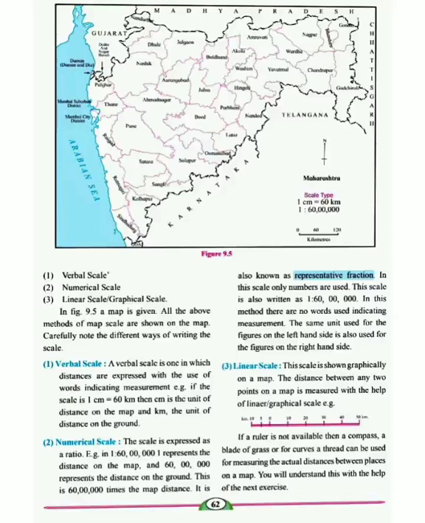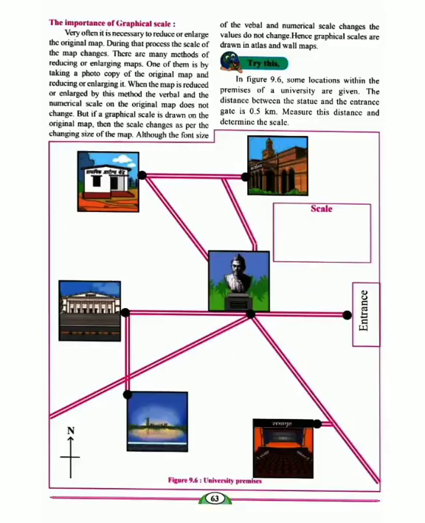Okay, so if in case a ruler is not available, so you can even use the compass. Curves of thread तो आप लोग ने देखा ही होगा, thread से आपने कभी distance measure किया ही होगा, but even the blade of grass can be used. So we will see an exercise so that we get to know it better. The importance of graphical scale. Very often it is necessary to reduce or enlarge the original map. During that process, the scale of the map changes. There are many methods of reducing or enlarging maps.